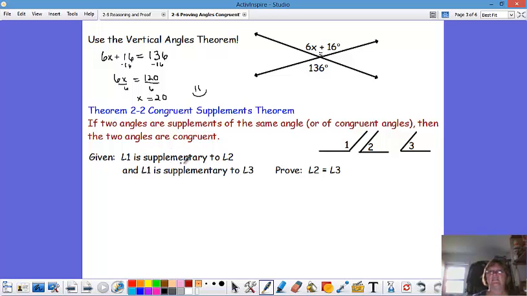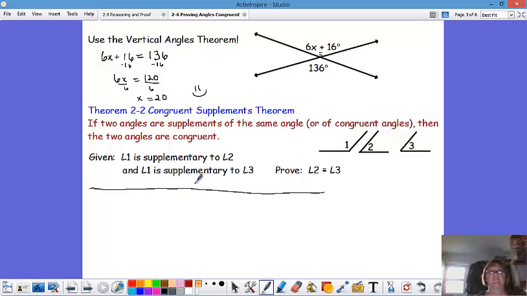I've written the given and prove here. Angle 1 is supplementary to angle 2. What does it mean to be supplementary? They add up to 180. It's also true that angles 1 and 3 together add up to 180. And if that's the case, this theorem says we should be able to show that angle 2 and angle 3 are congruent. Now, my claim is that this theorem is going to prove a lot like the last one.